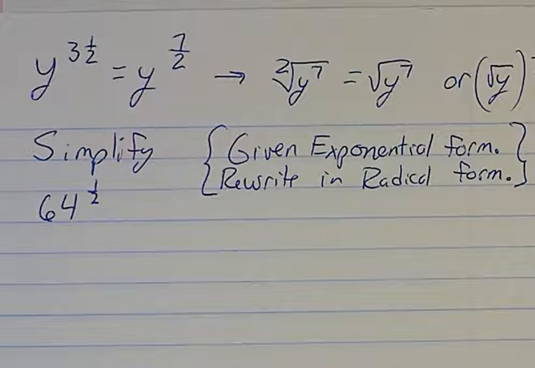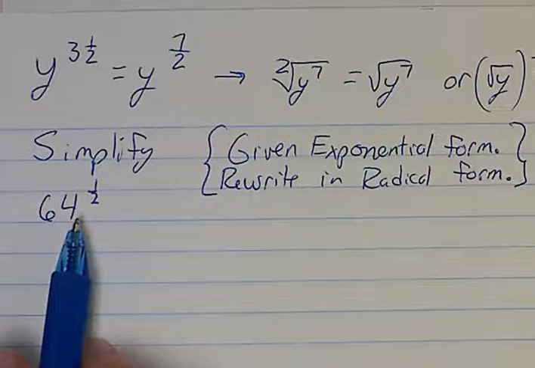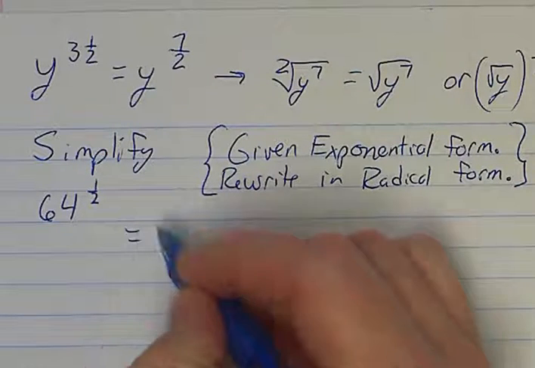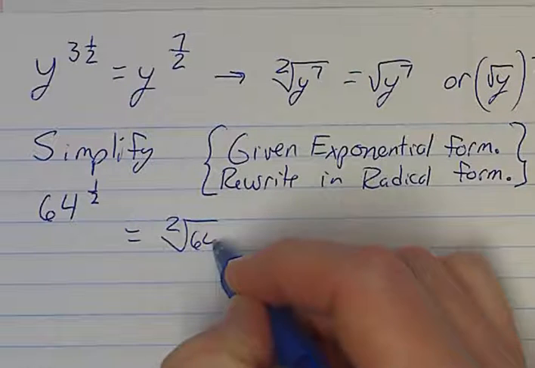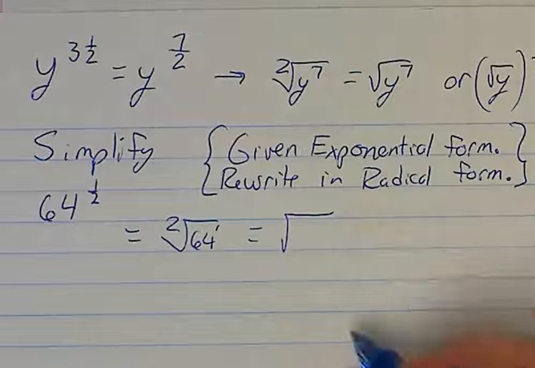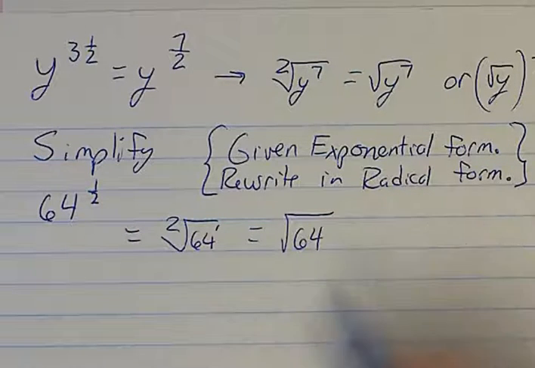So we've got 64 to the 1/2 power. This is an exponential, which we're not really used to seeing. So let's rewrite it in radical form. So it's going to be the second root of 64 to the first power, which again, we don't really need the 2. 64 to the first power is just 64. So what's the square root of 64?